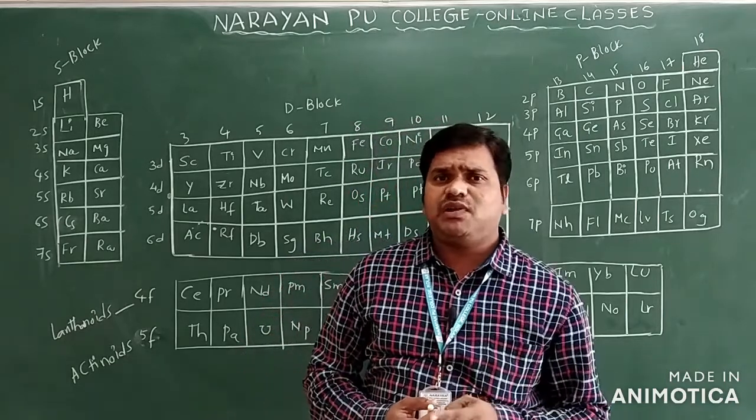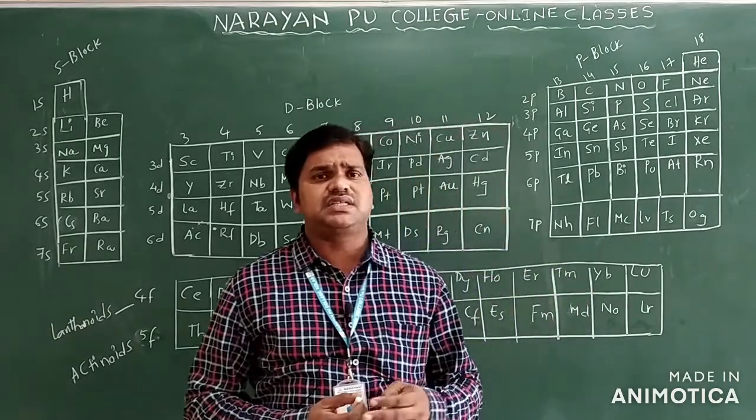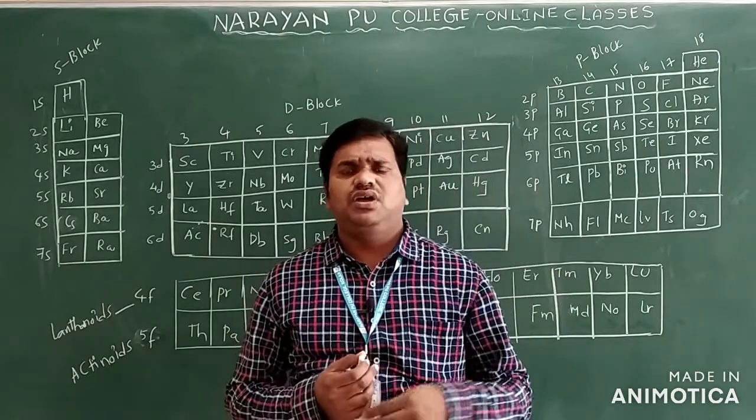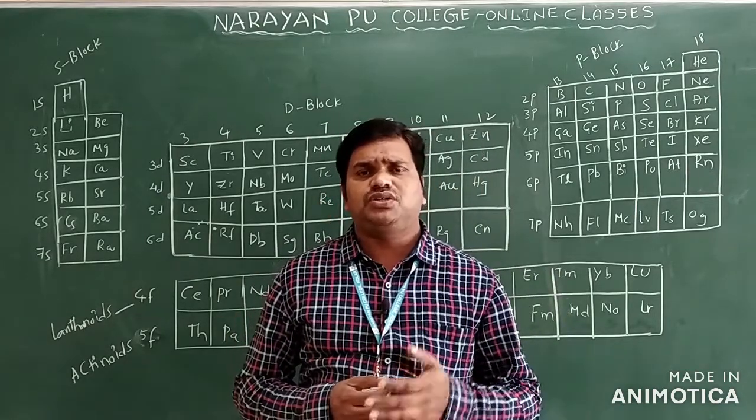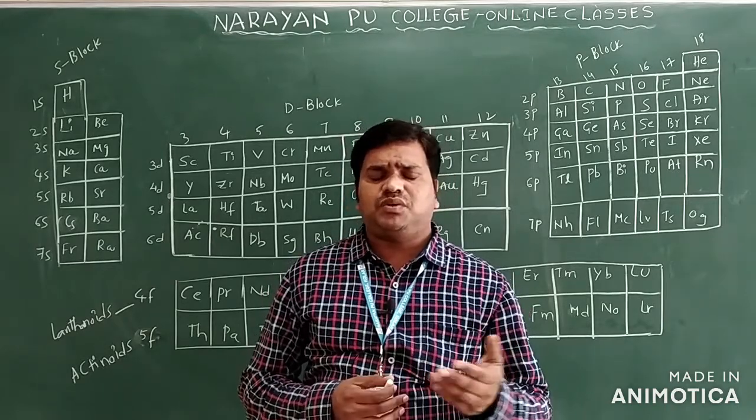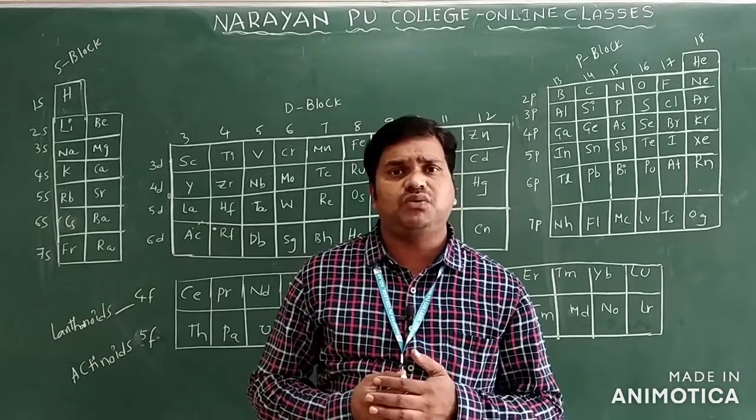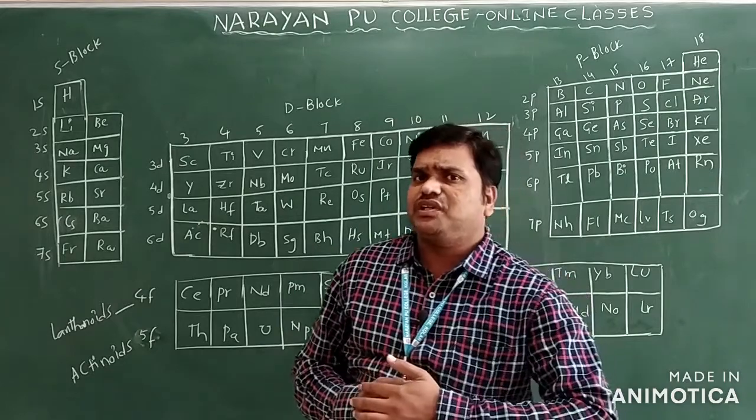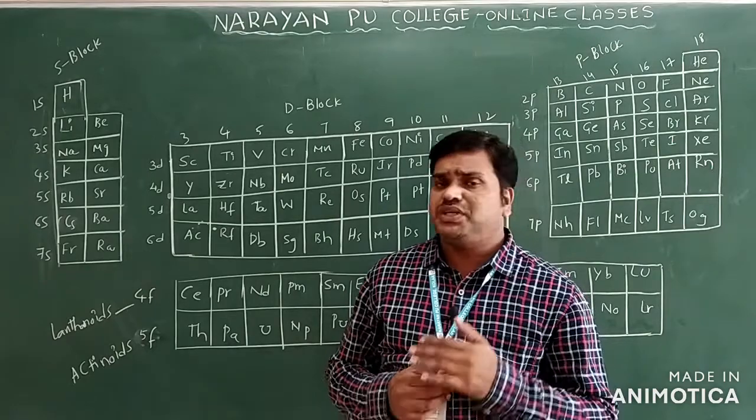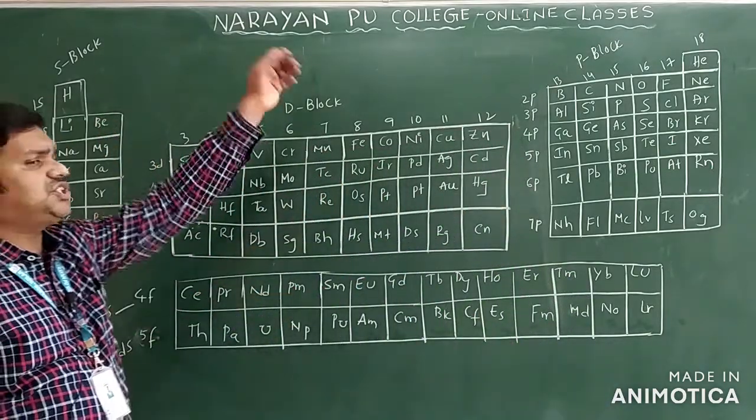Clear? Okay, S block consists of 2 groups we discussed yesterday, that is alkali metals and alkaline earth metals. In P block elements we have the third group to the eighth group. D block elements were already discussed. At the bottom of the periodic table we again have 2 series of elements, 4f and 5f. The 4f series elements are called lanthanoids, and the 5f series elements are called actinoids. We discussed this already.